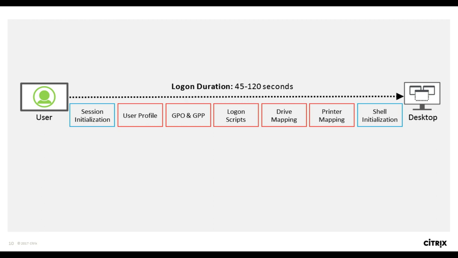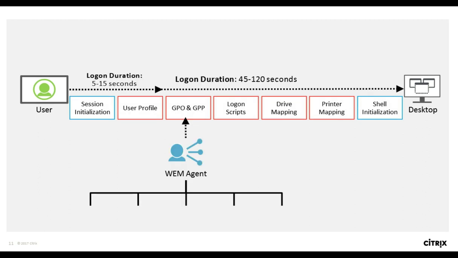Let me just build this out here. So this snazzy animation on the screen illustrates this. What might be a 45-second logon time without WEM can be transformed into a 15-second login time. Your mileage will obviously vary, but the more GPOs, GPPs, drive, and printer mappings you have, the more WEM can shave off. So it's definitely something to check out if you haven't already.